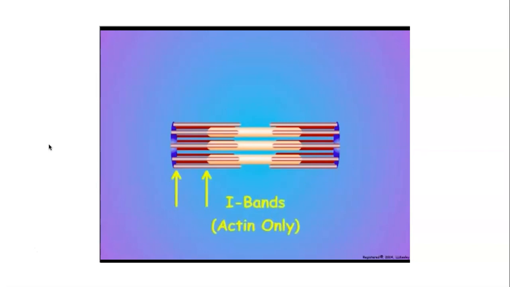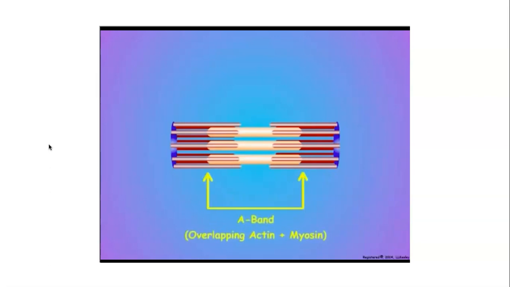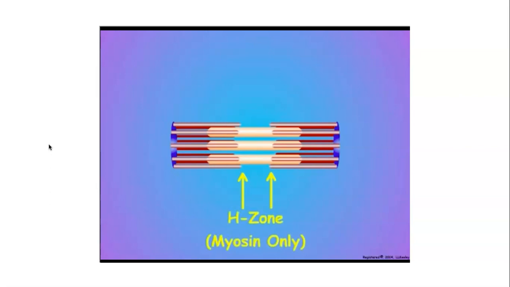The I band is a region of the sarcomere that contains only filaments of actin. The A band results from the presence of overlapping filaments of actin and myosin. The H zone represents the presence of only myosin.